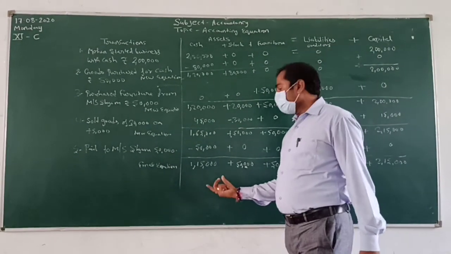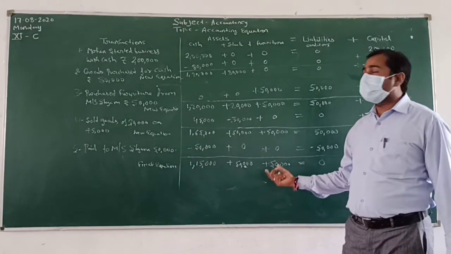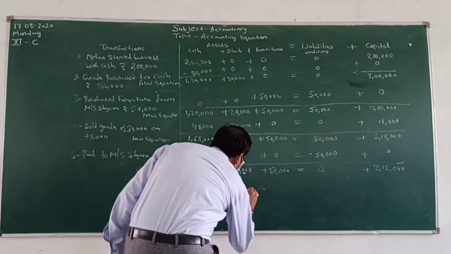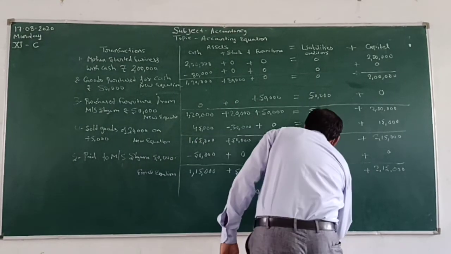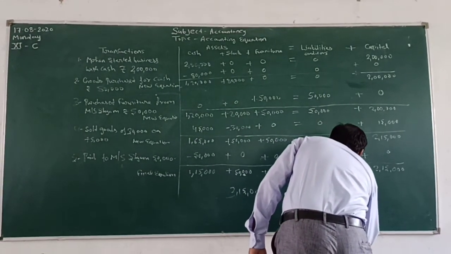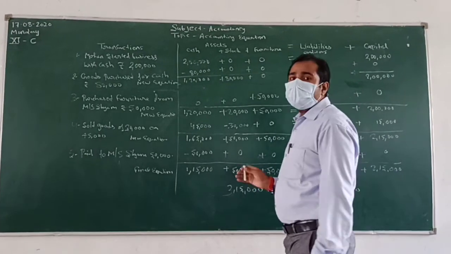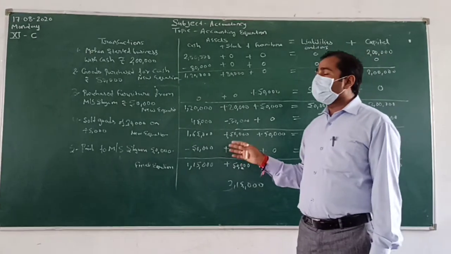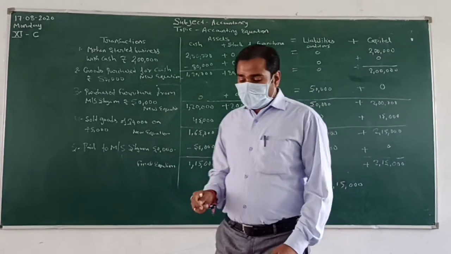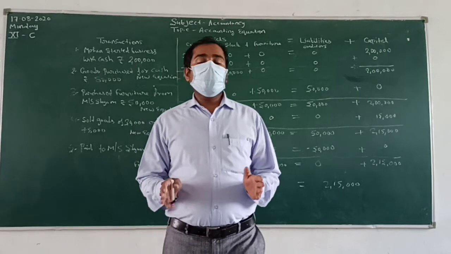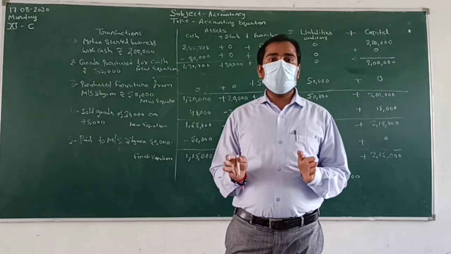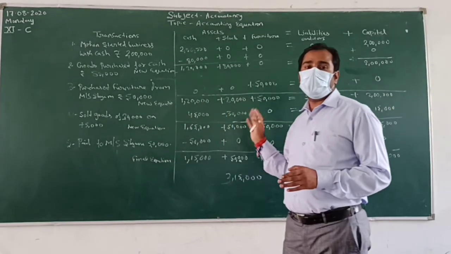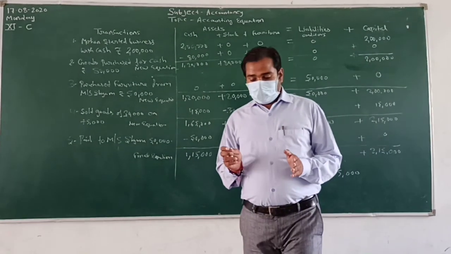When we add the assets of the cash, stock as well as furniture, we get 2,15,000 is equal to 2,15,000. It means that our assets is equal to liabilities plus capital. So through this problem, I just told you how we calculate the accounting equation and how we write down the transaction as well as the assets and liabilities. So read it carefully.